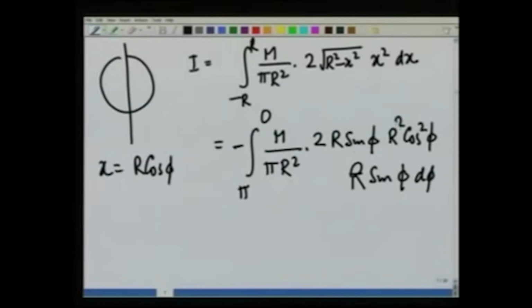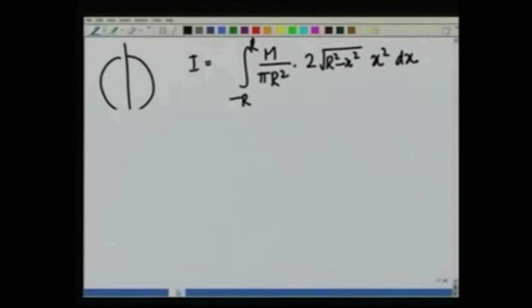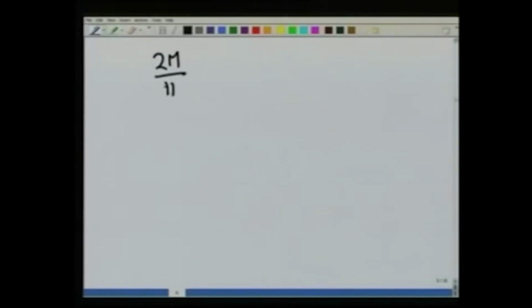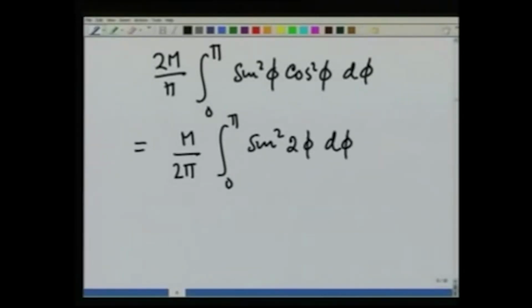which I can write as, this r square cancels, 2 m over pi integral 0 to pi sin square phi cosine square phi d phi, which is equal to 2 m over pi integral 0 to pi sin square phi cosine square phi d phi, which is equal to m over 2 pi integral 0 to pi sin square 2 phi d phi.